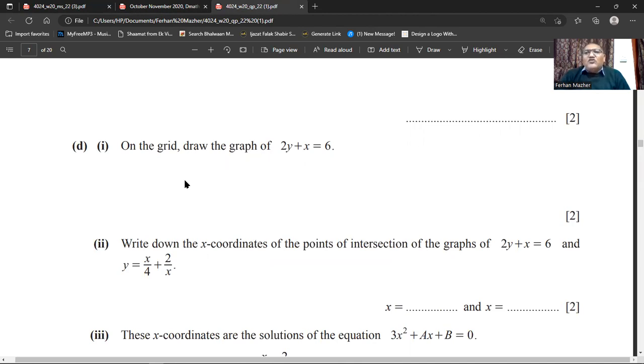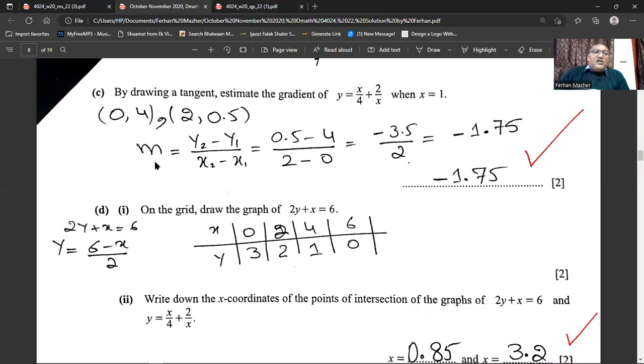We will take some values of x, put them in this equation, and find the y values. We will make a table and plot those points on the grid. For example, 2y plus x equals 6, so y will be 6 minus x, the whole thing divided by 2. I will make a table of x and y. I will take some values of x: 0, 2, 4, 6. I will put these values into this equation. In the place of x, I will substitute 0. Then I will substitute 2.